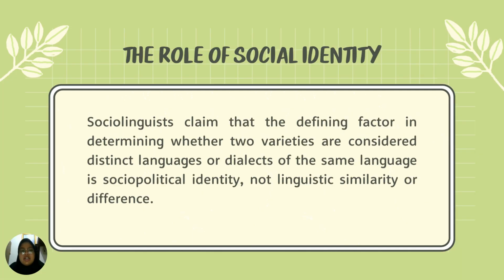The next one is the role of social identity. Sociolinguists claim that the defining factor in determining whether two varieties are considered distinct languages or dialects of the same language is socio-political identity, not linguistic similarity or difference.